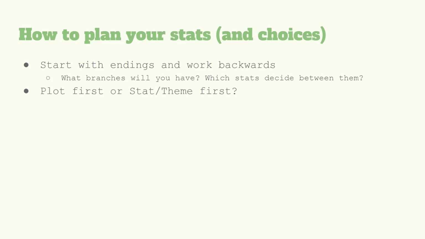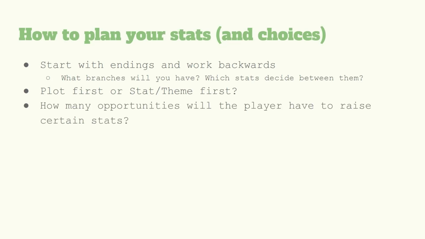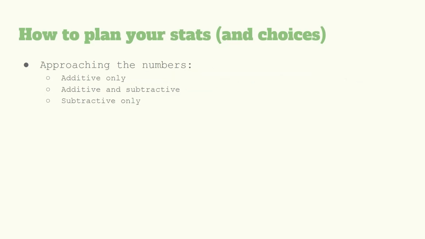Whether you start with your plot and derive the stats from that, or start with your themes is also up to you. Either approach is fine, and which one you choose can just depend on your workflow and the specifics of your project. And finally, how many opportunities will the player have to raise certain stats? Will all choices affect them, or only a few? This all plays into the overall structure of your game and basically the branching with that.